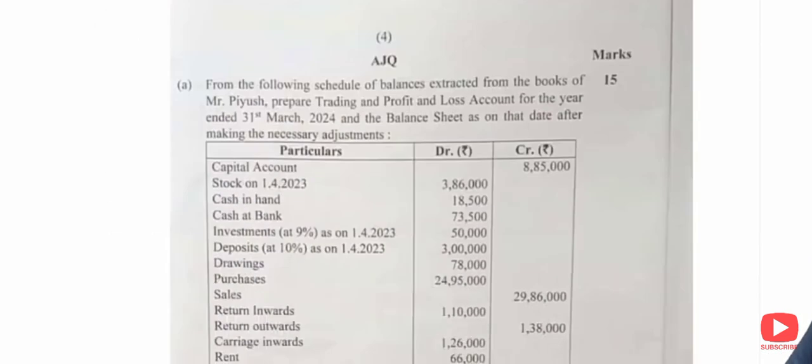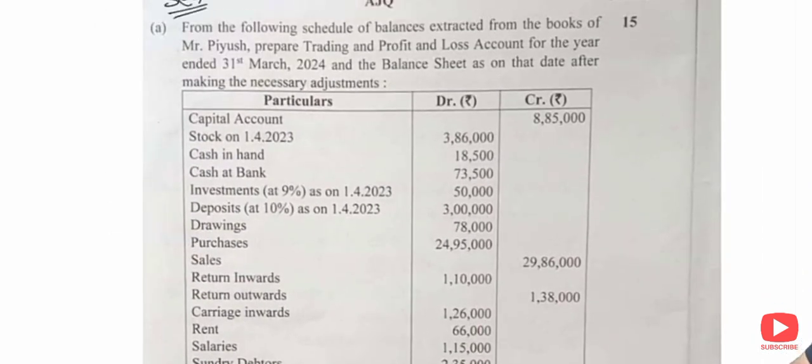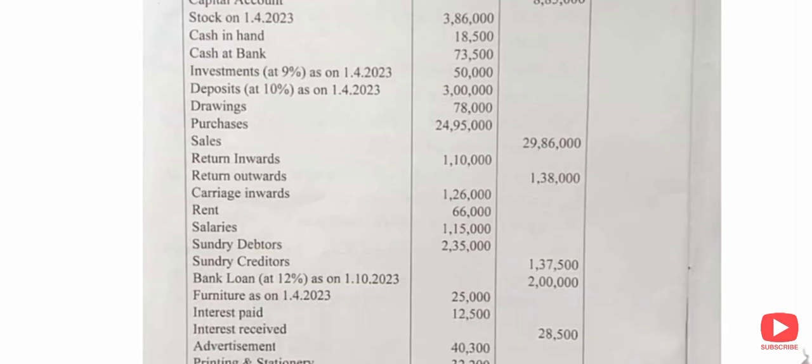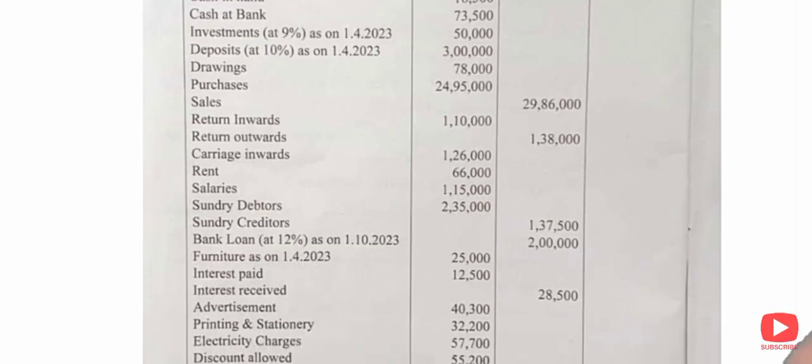Okay, students, let's go further. Next question. They have asked question number 3A, I think, for 15 marks. From the following schedule of balances extracted from the books of Mr. Piyush, prepare trading account and P&L account for the year ended 31st March 2024 and balance sheet as on that day after making necessary adjustments. Now if you see, this question is exactly like the Ganguly question from your study material. Ganguly and Gavaskar questions, the same adjustments are there.